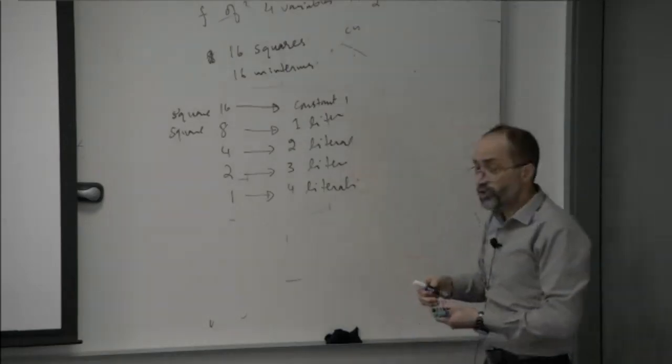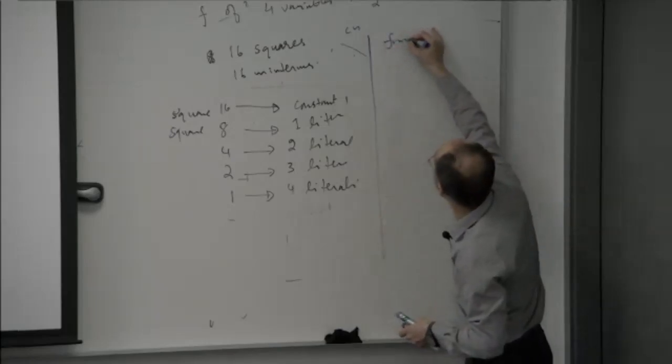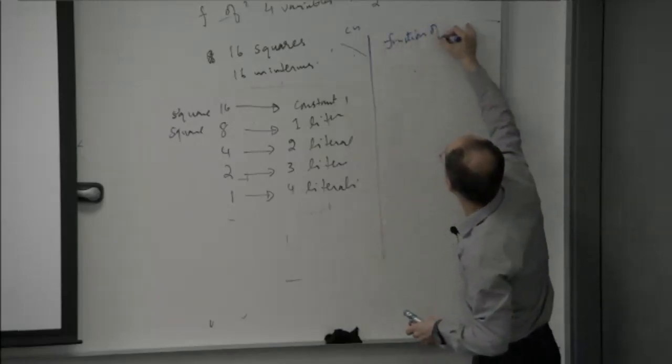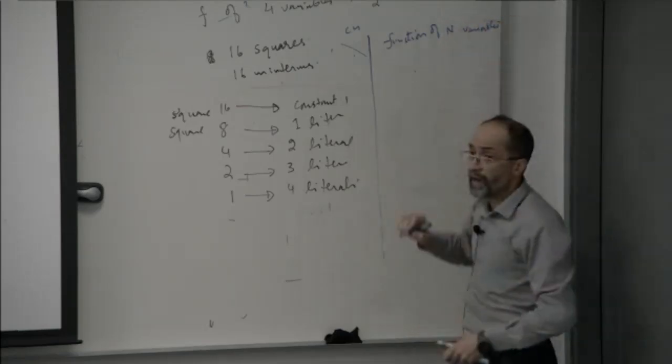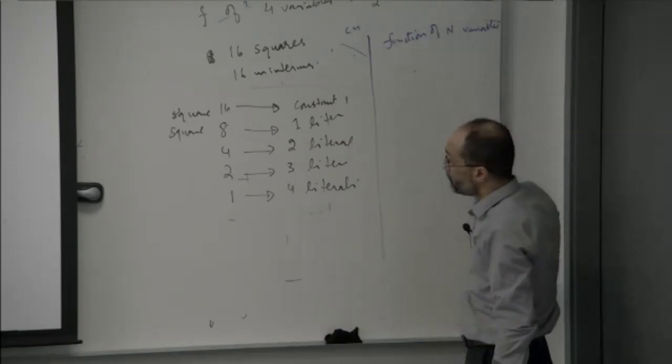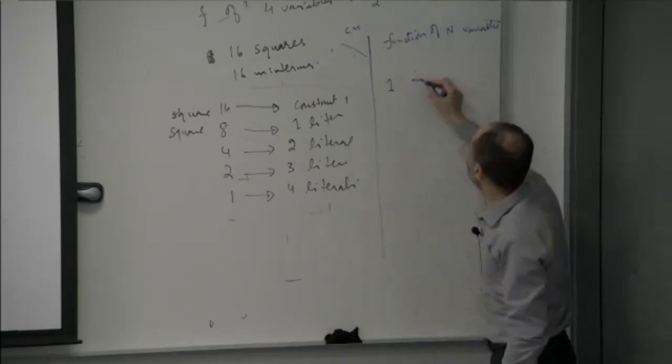So now we can generalize the concept. If we have a function of n variables, and if we have 1 square, how many literals?